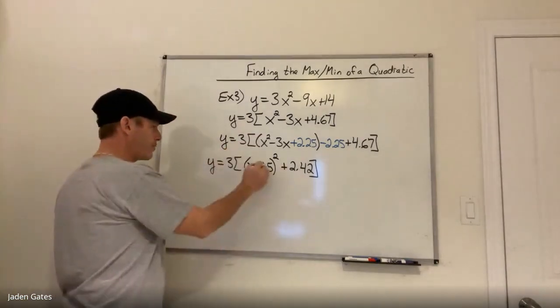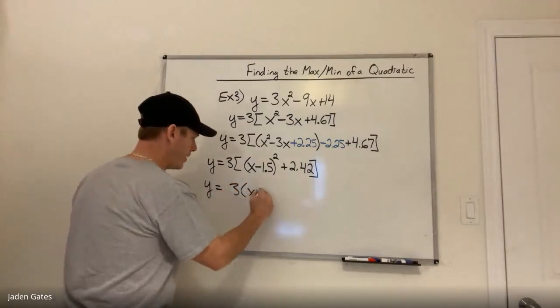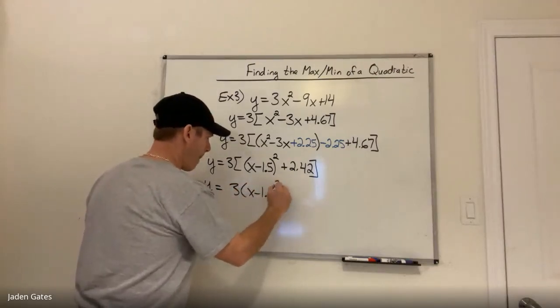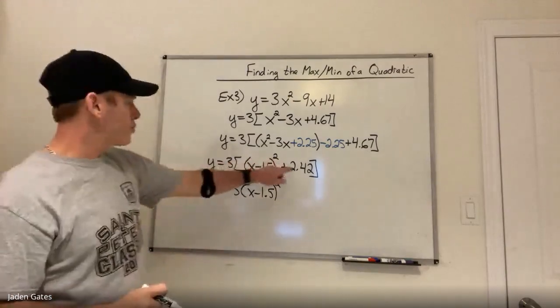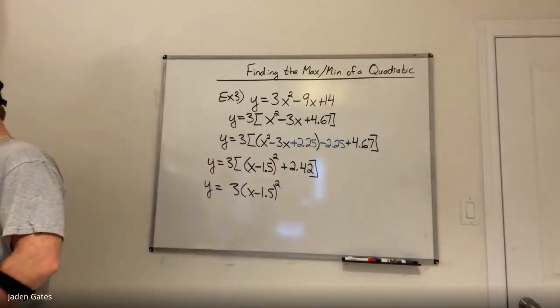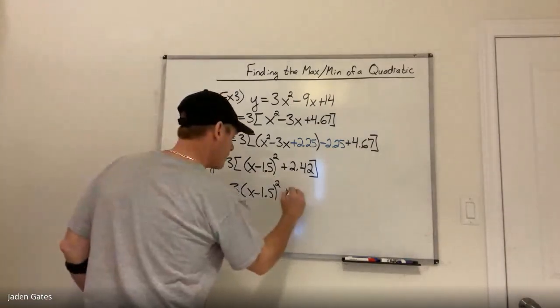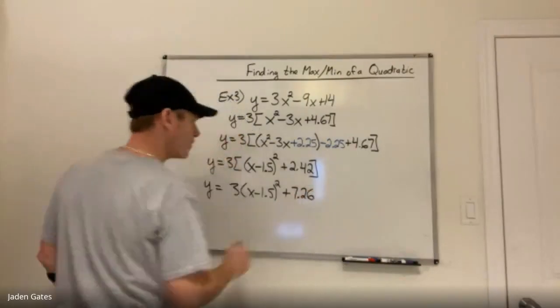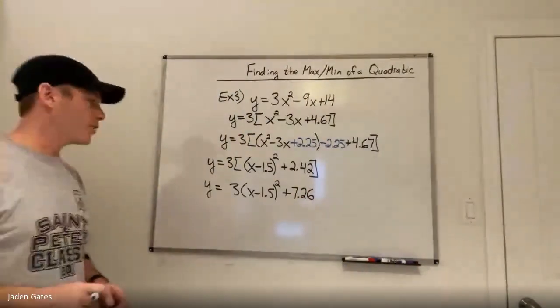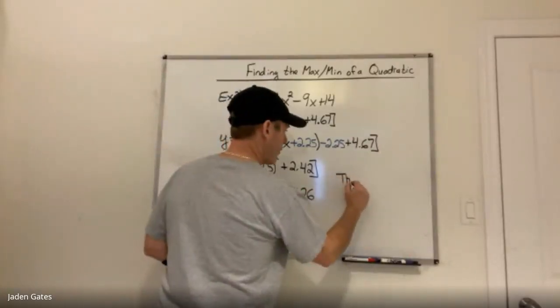So 3 times this whole thing, and then 3 times 2.42. 3 times 2.42 is 7.26. All right, so now the square has been completed. So now I go and finish off my sentence here. There is a blank when x equals blank. Whoa, throw another blank in there.